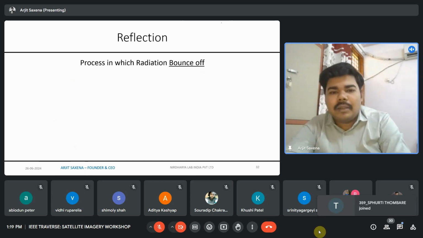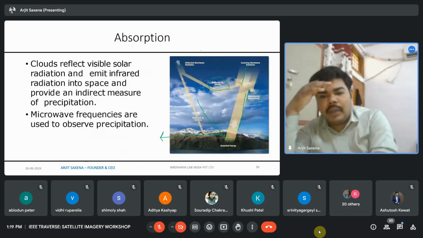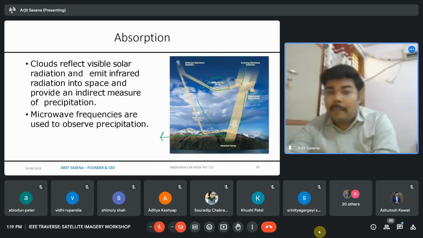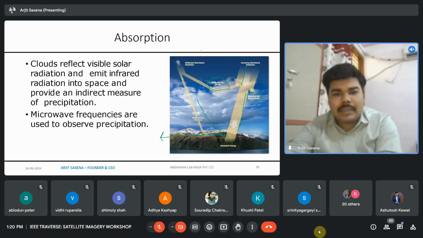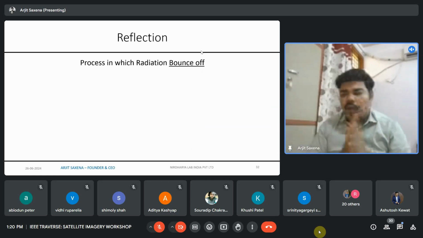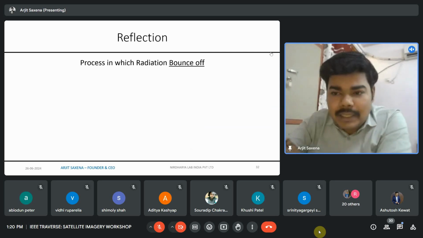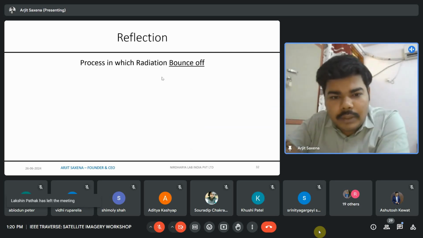Reflection is simple, a process in which your radiation is bouncing off, like off the mountains over here. Bouncing off in which direction is totally dependent on the design of your satellite. So this is another example. This was the interaction with the atmosphere. Atmospheric interaction is really important to get an idea about the things.